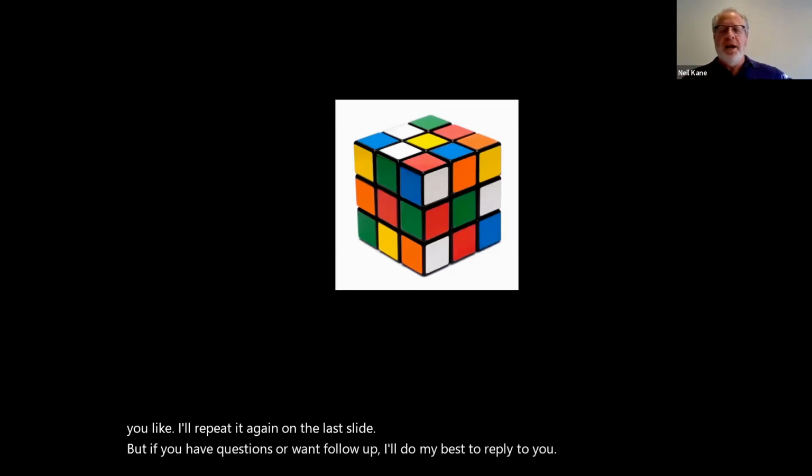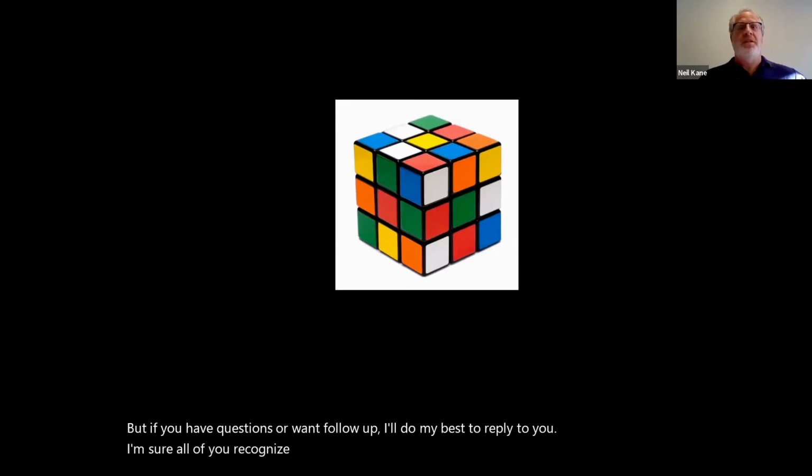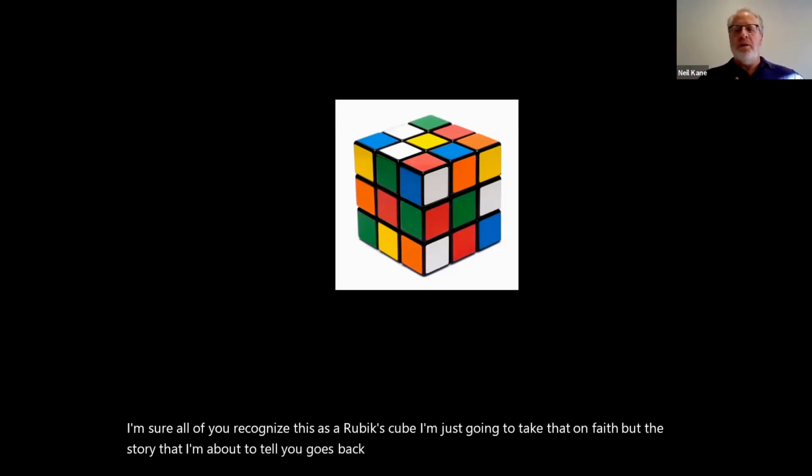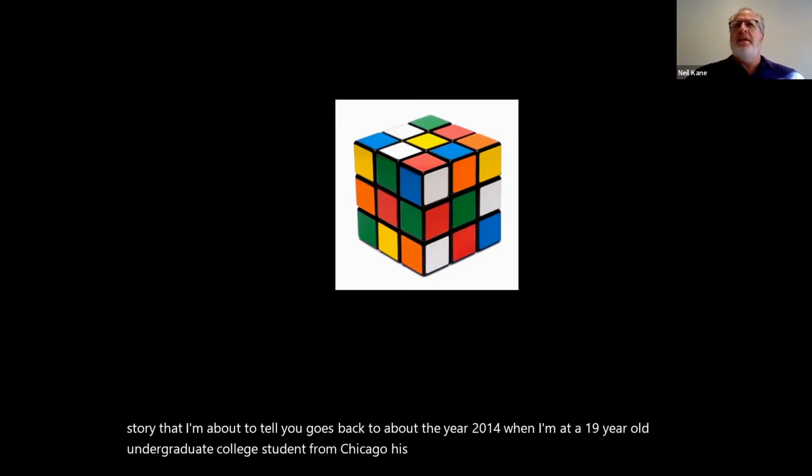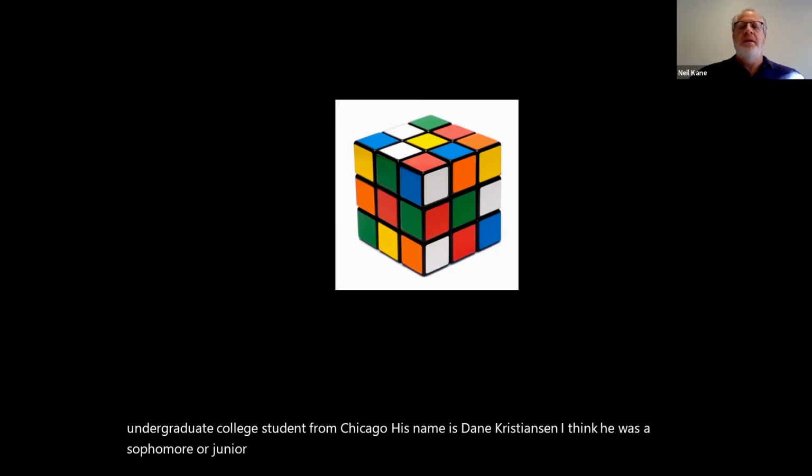I'm sure all of you recognize this as a Rubik's Cube. I'm just going to take that on faith. But the story that I'm about to tell you goes back to about the year 2014 when I met a 19-year-old undergraduate college student from Chicago. His name is Dane Christensen. I think he was a sophomore or junior mechanical engineering student at the time at the Illinois Institute of Technology.